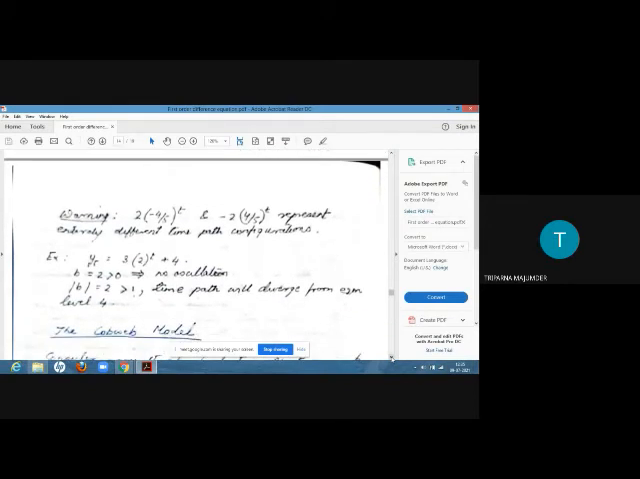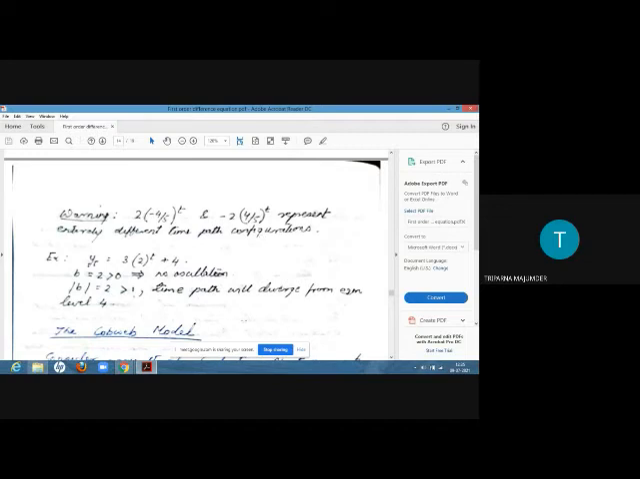A word of caution can be put here: this 2 into minus 4 by 5 to the power t is totally different from minus 2 into 4 by 5 to the power t. They represent extremely different time path configurations, because this will give you oscillatory time paths, whereas this will not.